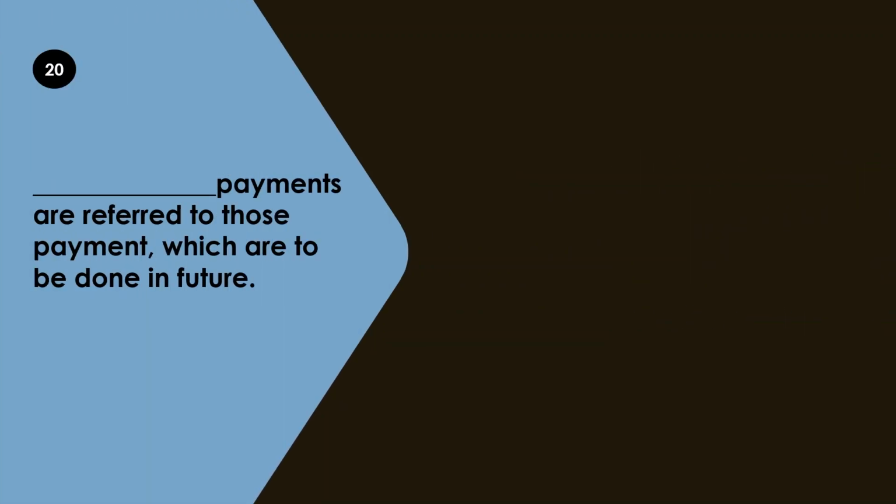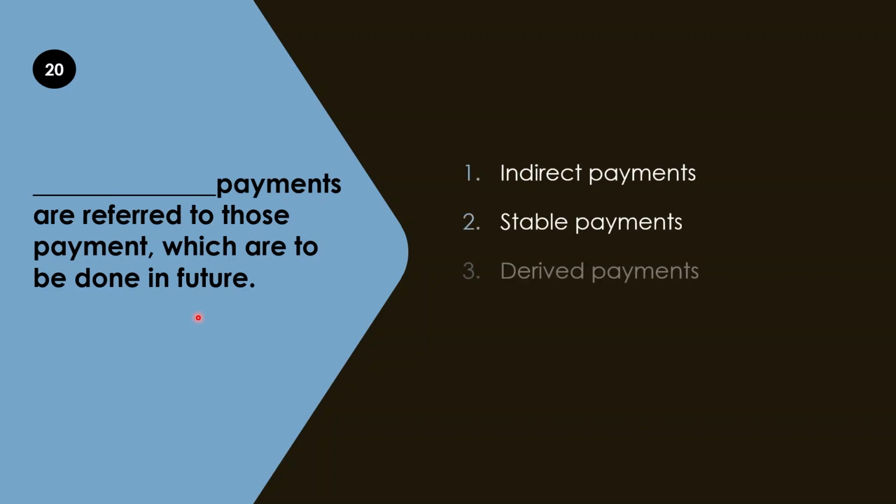Now we have come to our last question. Last question is, dash payments are referred to those payments which are to be done in future. Now this is related to your money chapter. If you remember standard of deferred payments, so you should know the meaning of the term, isn't it? So let's first see what are the options given to us. These are the options: indirect payments, stable payments, derived payments, and deferred payments.